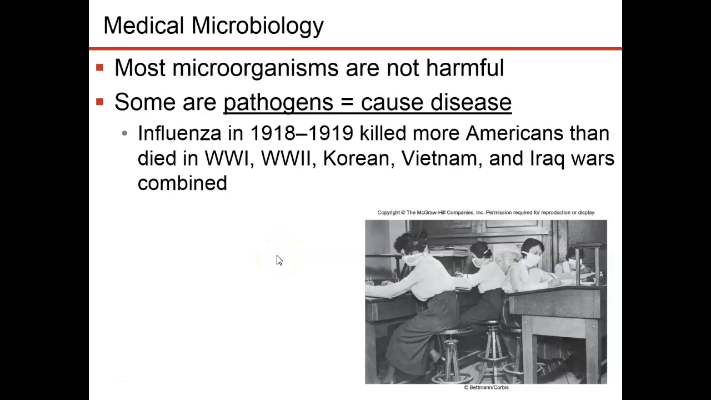Hi, everybody. Now we're going to talk about medical microbiology and how, though we have so many beneficial microbes, those that are bad are really, really bad. And so we can look at the bad microbes. The microbes that cause disease are typically called pathogens. And one specific pathogen, influenza, in 1918 to 1919 killed more Americans than both world wars plus a plethora of other wars all combined.